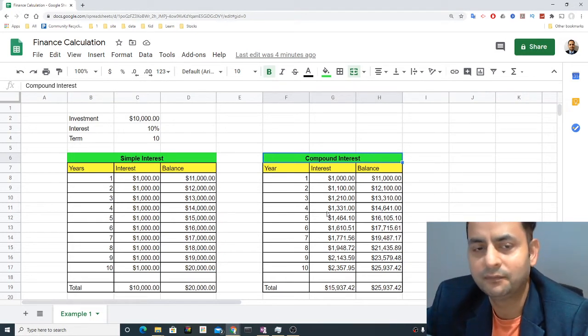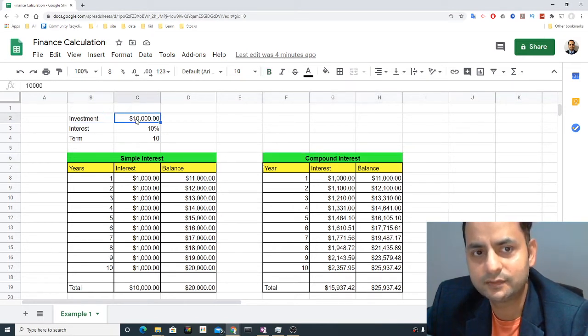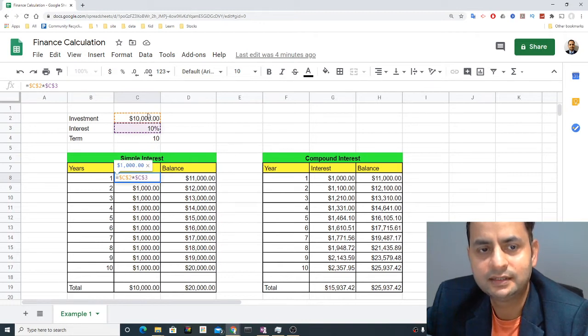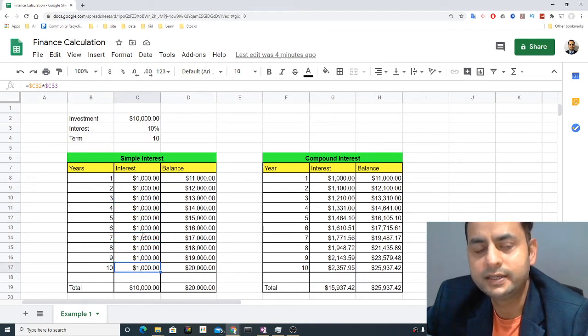Let's start from the basics. The basic is simple interest, right? What is simple interest? Let's say we have this investment of $10,000, the interest rate is 10%, and the investment term is 10 years. In simple interest, when we calculate the interest of 10% of $10,000, which is the initial amount, as you can see here, this time we get 1,000. This interest will be the same year after year until we get our money back.